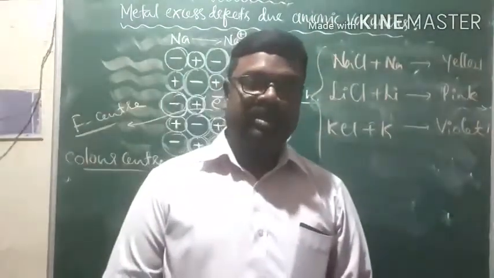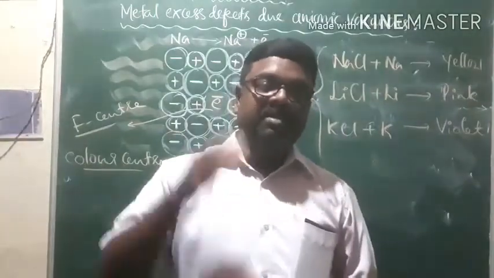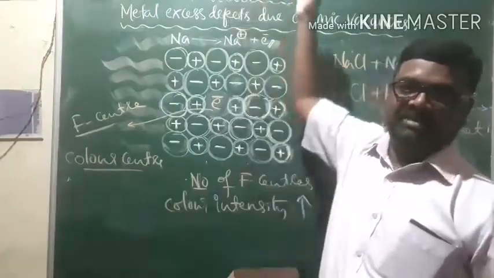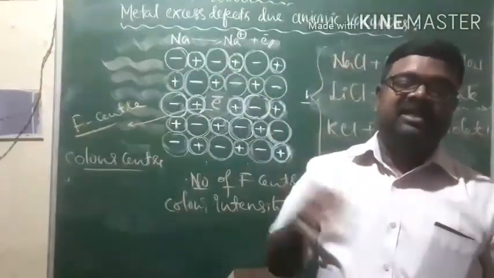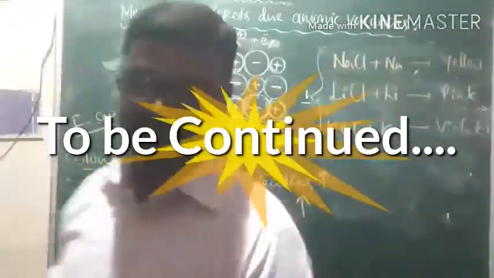I hope that is understood. One of the non-stoichiometric defects. In the next video we'll see metal excess defect due to extra cations, and then impurity defects. That's all for now. We'll see in the next video, right? Thank you.